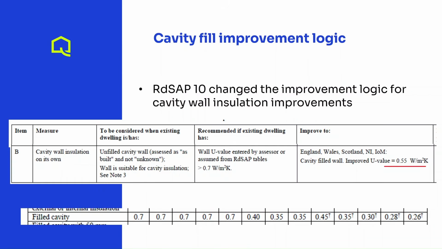As such, the logic for the improvement has been changed to match how the measure used to work in the previous versions of RdSAP, improving the wall to the filled cavity U value for the age band of that building part. This change will help make the potential ratings where cavity fill is recommended more accurate. One unintended consequence could mean that this improvement might show more often, so it's possible that reports lodged before this change being audited might have the improvement measure suddenly appear, but we'll address that shortly.